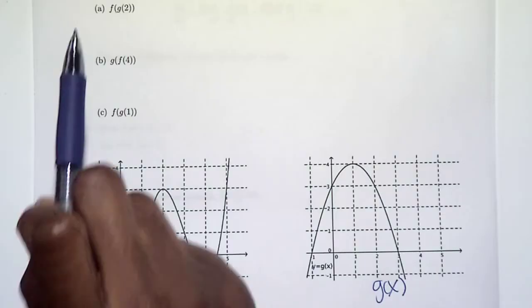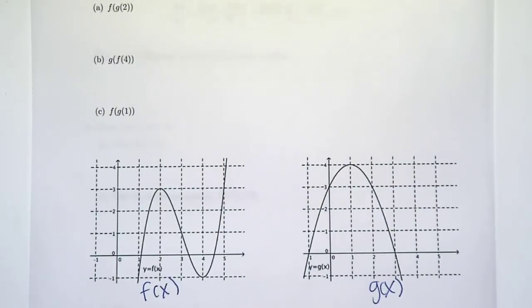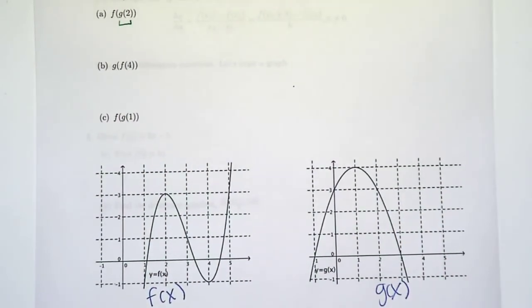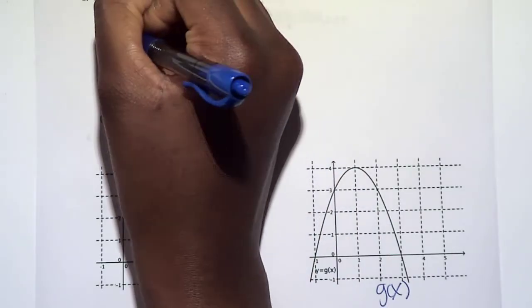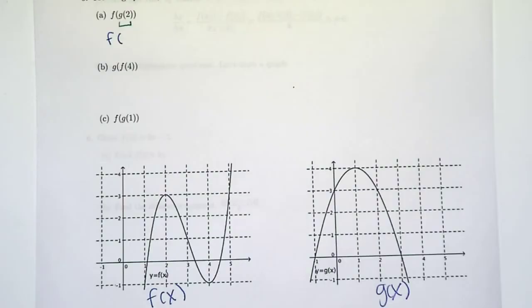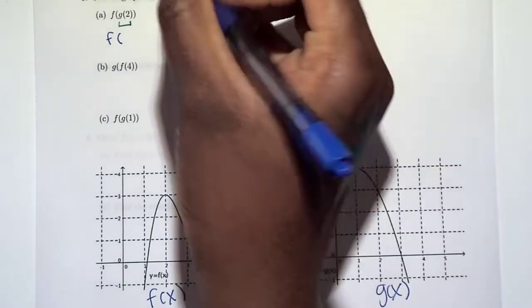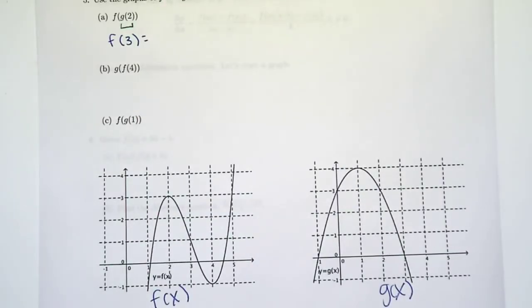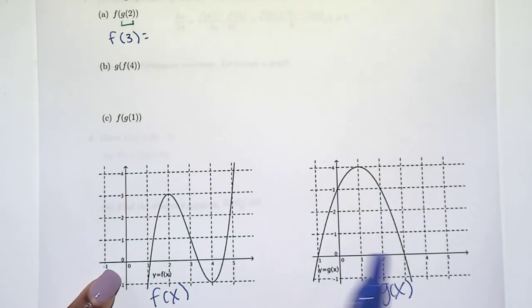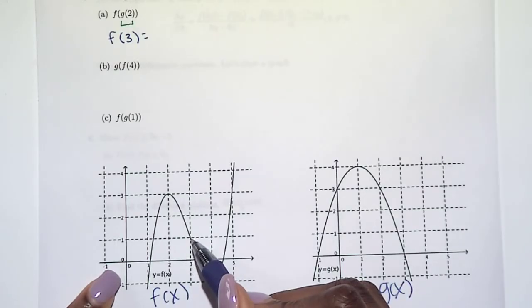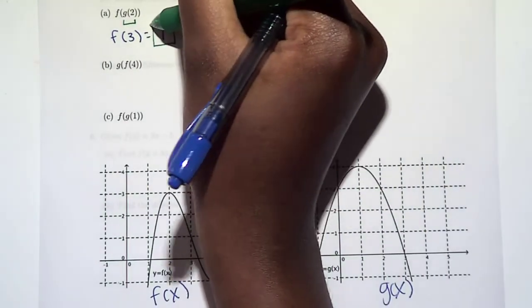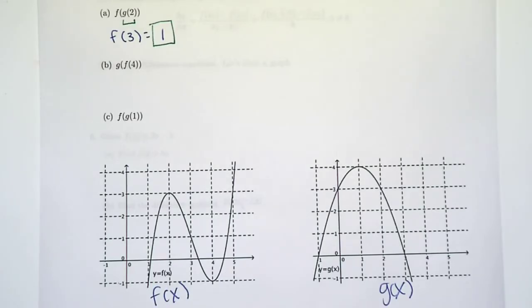Alright, so the first one is f of g of 2. So remember, how do we work this? We start at the inside always. So we need to find g of 2 first and put that inside of f. Alright, so here's my function g over here. g of 2 is 3. So now the question becomes, what's f of 3? Well, f is this graph, and f of 3 is 1. Alright, so this can be very confusing, but remember, if you start from the inside and go out, you should be able to do it.